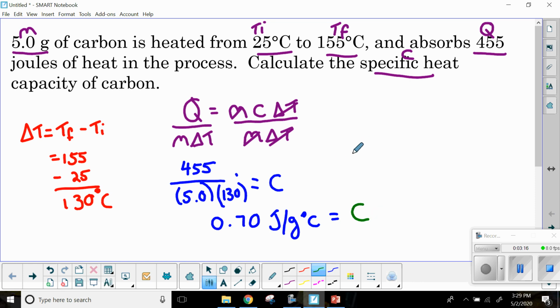So every problem on the practice sheet that you're going to get is done very similar to this. Hopefully this makes sense. Please message me if you have any questions.